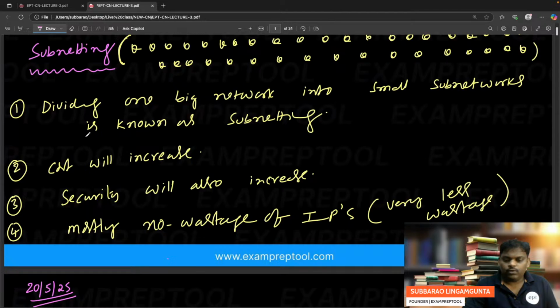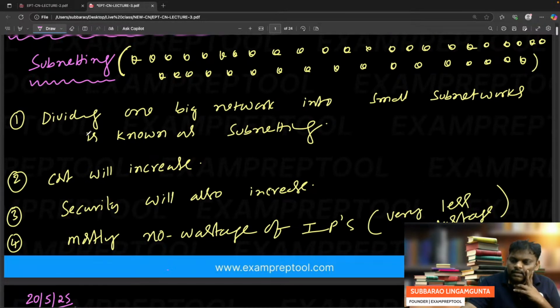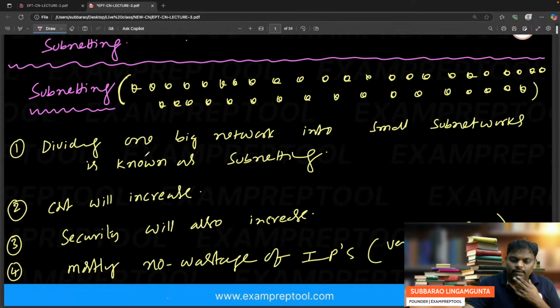So if you see, the topic name is subnetting. I already told you what the need for subnetting is. A lot of IPs are being wasted. To stop the wastage, we are going to subnetting.